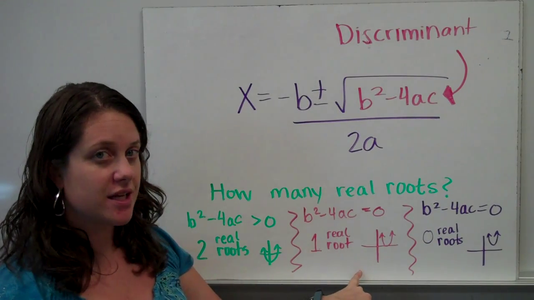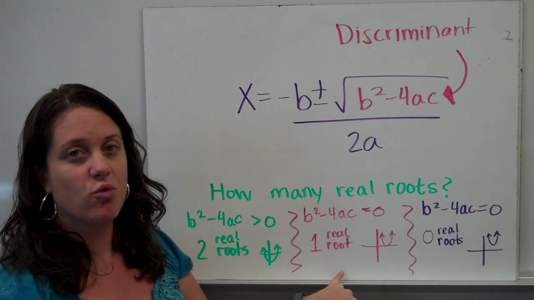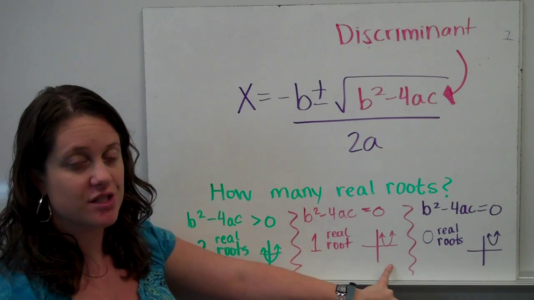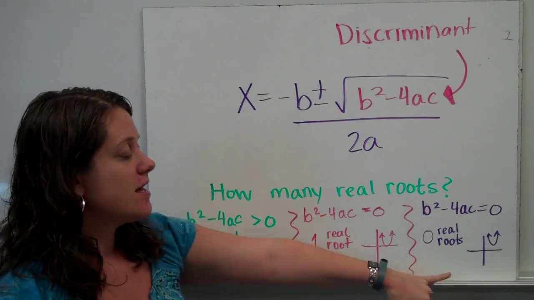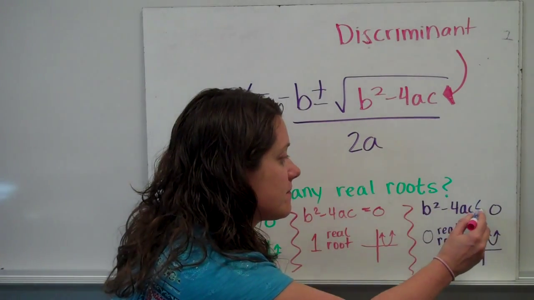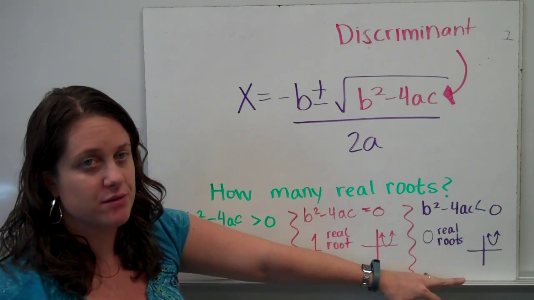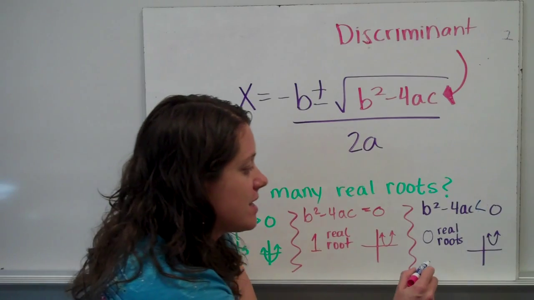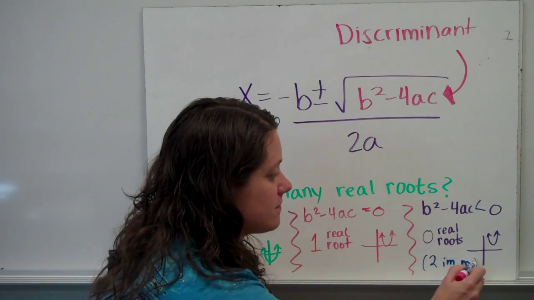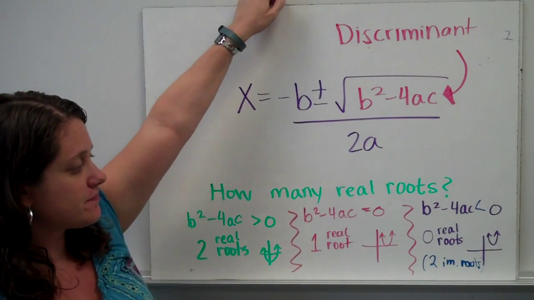However, if you actually get 0 when you do b squared minus 4ac, it means you have one real root, and the equation, when it's graphed, will look something like this. So it just touches the line once. If you get something that is less than 0, you actually have 0 real roots, and that's when you come up with two imaginary roots. So 0 real roots is the same as 2 imaginary roots. And it would look like that, so it wouldn't go through there at all.